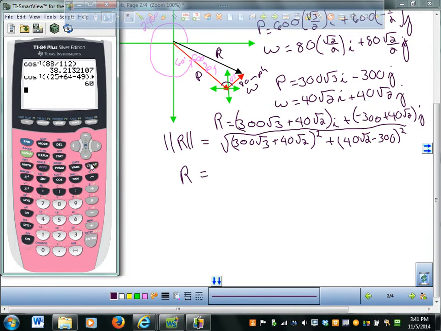Let's clear everything out. In parentheses, 300 second square root of 3 plus 40. Oops, I gotta get rid of that. (300 square root of 3). I have to get outside of the box. Plus 40.